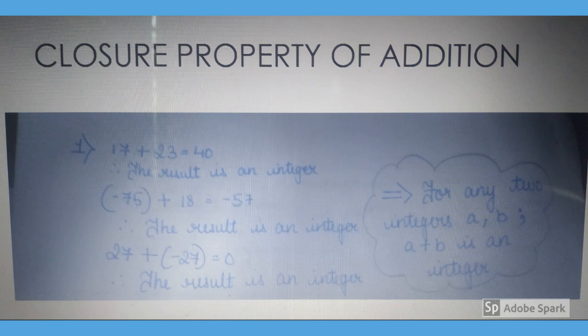Now here in the cloud you can see, for any two integers a and b, a plus b is an integer. Okay, so it states that any integers a and b, when they're added together, give an integer. So closure property holds true for addition. Okay, let's proceed further to closure property of subtraction.